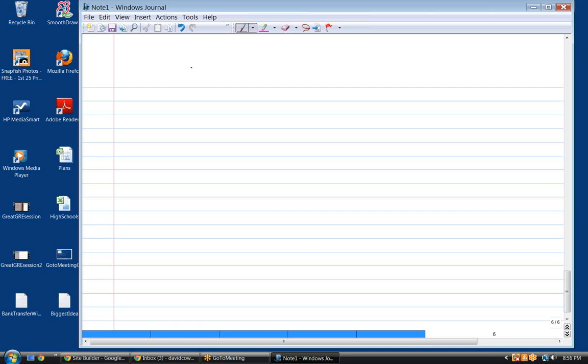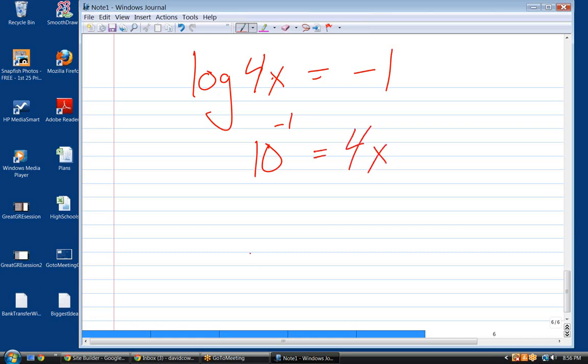Next one is log 4x equals -1. Okay. First step. The first step is put exponential. Okay. So it would be 10 to the -1 power equals 4x. Okay.